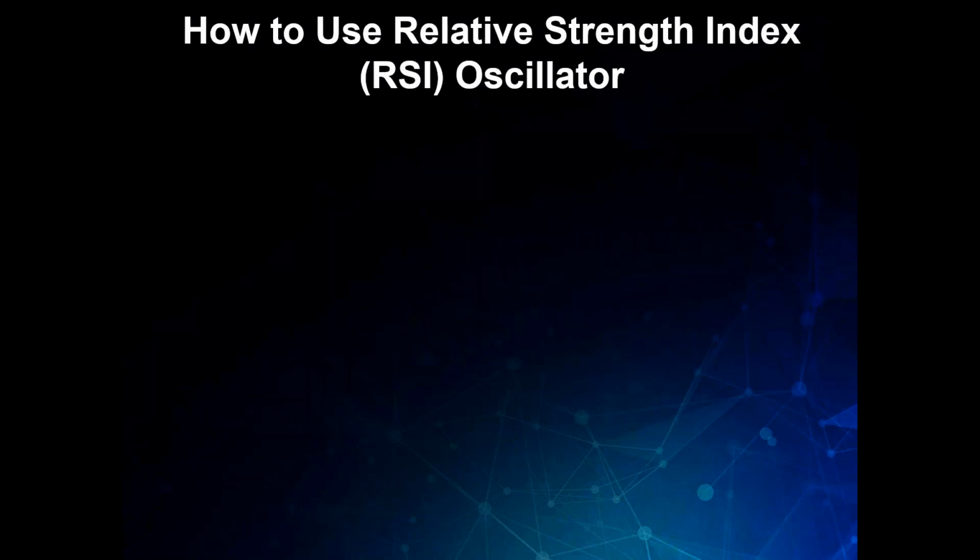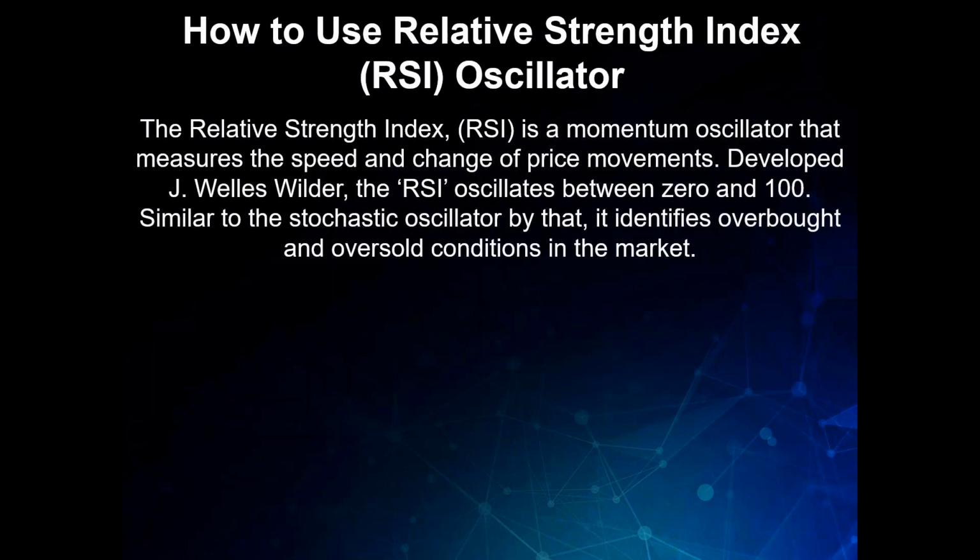How do we use the RSI, or the relative strength index? Well, the relative strength index is a momentum oscillator that measures the speed and change of price movements, developed by J. Wells Wilder. Now, he developed also the parabolic SAR. He also developed the ADX, which is a directional strength index, which is a trend indicator as well. And how he developed it was it oscillates between 0 to 100, similar to the stochastic oscillator, by that it identifies overbought and oversold conditions in the market.